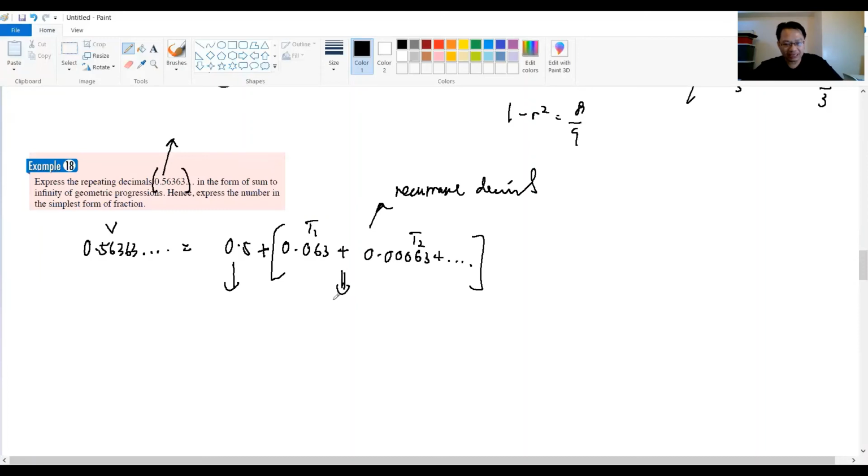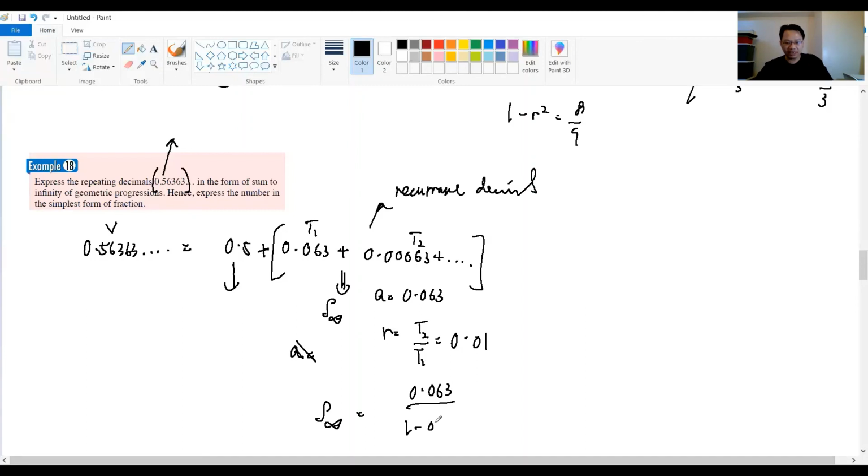Now you need to find the sum to infinity for these numbers. So A equals 0.063. R, how much is your R? Second term divided by the first term. So just divide: 0.0063 divided by 0.063. So the value is 0.01. Therefore, the sum to infinity will be A, 0.063, over 1 minus R, 0.01.